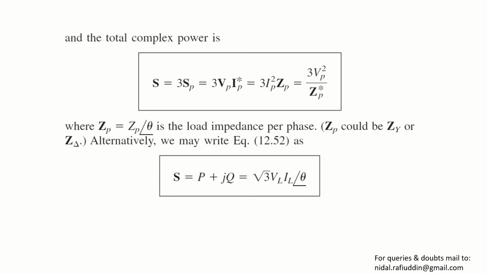Alternatively, the previous equation can be written as S equal to P plus jQ, and if we substitute the values of P and Q, in terms of rectangular coordinates we get root 3 VL IL angle theta. Since we saw in the previous lecture that the impedance is written as Vp upon IP, the angle difference between these two phasors, voltage and current, provides the angle of impedance theta, and thus the angle for the power S comes out to be theta.